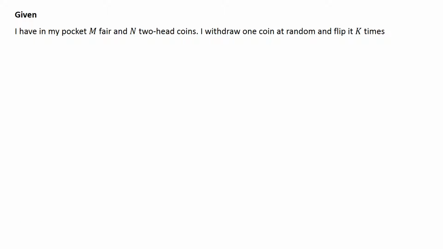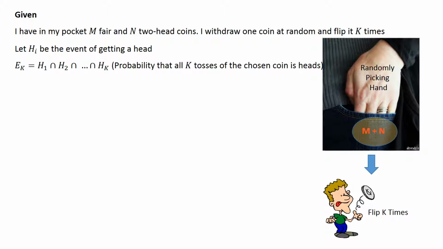The given question is: I have in my pocket M fair and N two-headed coins. I withdraw one coin and flip it k times. Let H be the event of getting a head, and E_k is the event that all k tosses of the chosen coin are heads. Let F be the event that the coin is one of the fair coins.